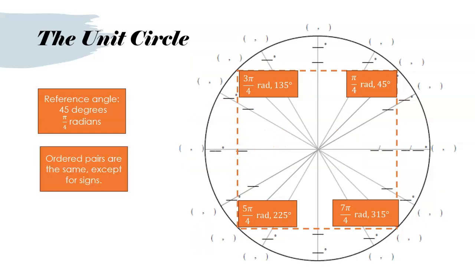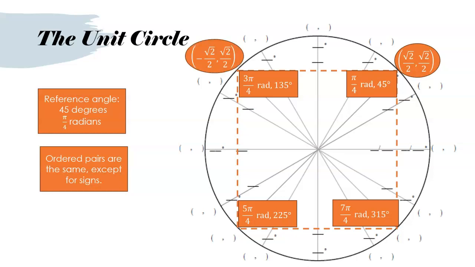The ordered pairs are the same again, except for the signs, and they're even the same as each other because we're 45 degrees out, so it makes sense that they would match. This ordered pair is going to be square root of 2 over 2, comma, square root of 2 over 2. In the first quadrant, they're both positive.